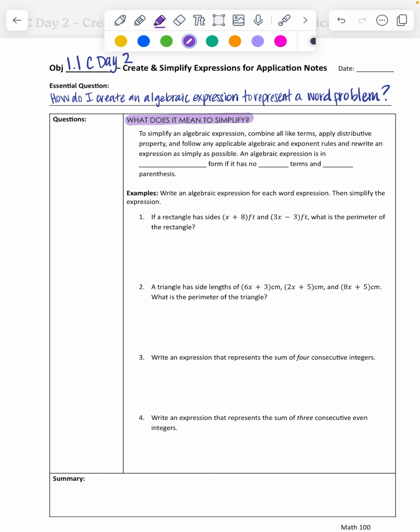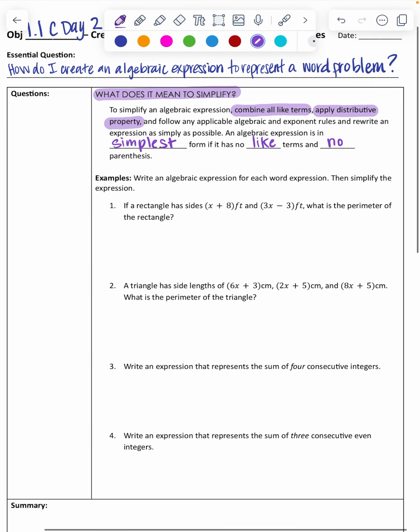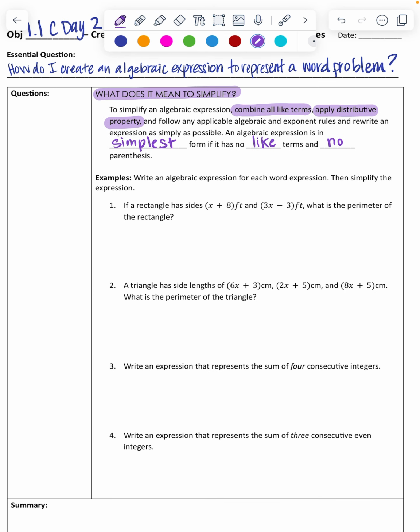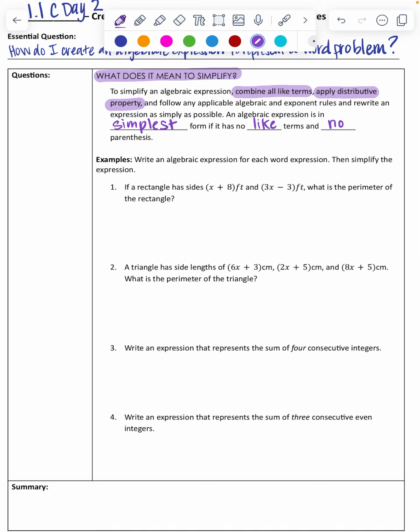So we have talked about so far in this objective combining like terms and applying the distributive property. An algebraic expression is in simplest form when it has no like terms and no parentheses. So we're going to go through these examples. Write an algebraic expression for each word expression, then simplify the expression.